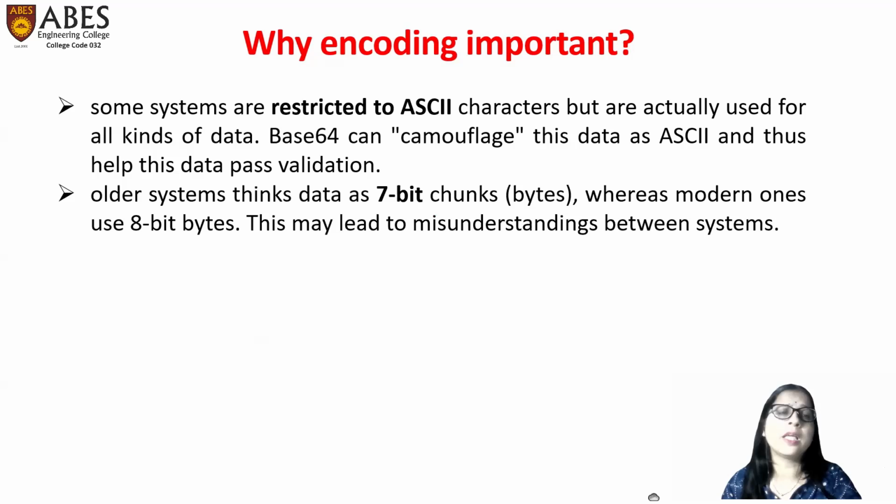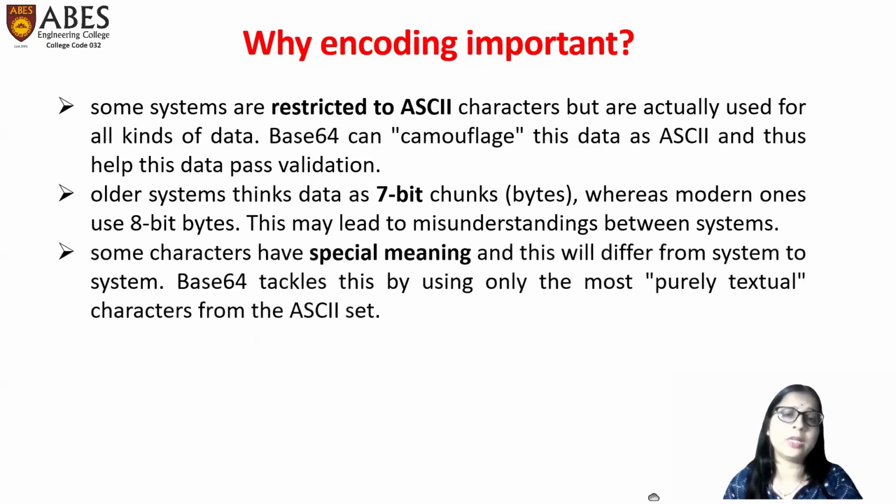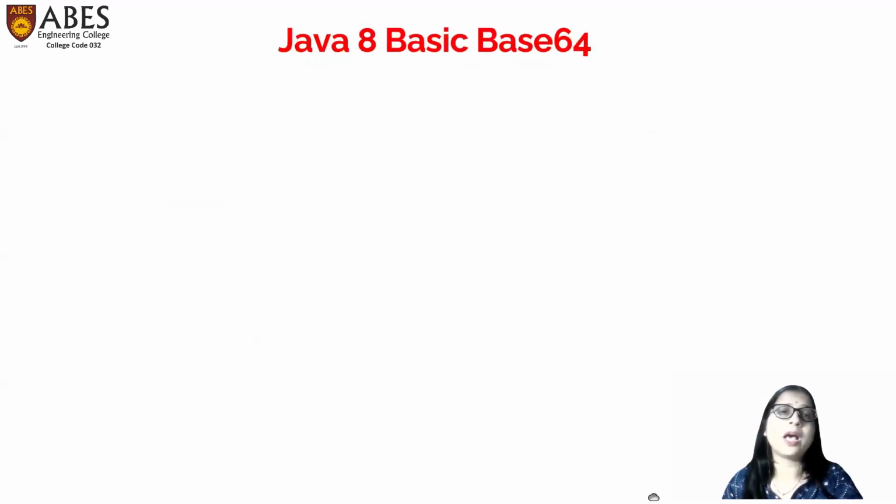The second reason is very important: older systems think data is in 7-bit chunks, whereas modern ones use 8-bit bytes. This may lead to misunderstanding between the systems. That's why encoding is important. The third reason is that some characters have special meaning, and this also differs from system to system. So Base64 tackles this by using only the most purely textual characters from the ASCII set.